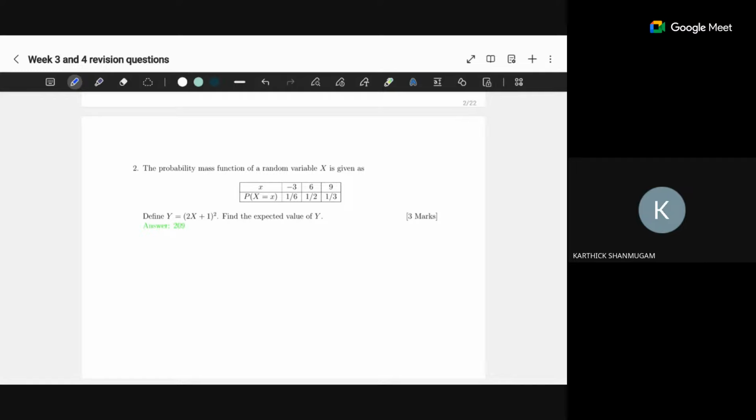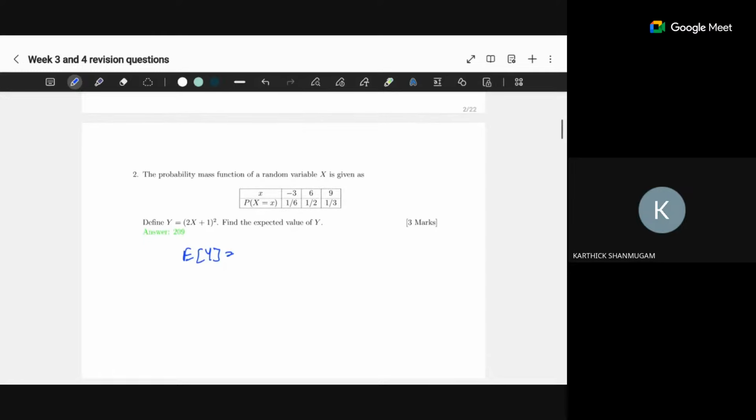Okay. So here, we need to find the expectation of y. I can write this as the expectation of (2x plus 1) whole square, correct? One way is to open the brackets, so it's 4x square plus 1 plus 4x. Now this will be 4 times the expectation of x square plus 1 plus 4 times the expectation of x. So in this case, I need to find the expectation of x square and the expectation of x. This is one method.